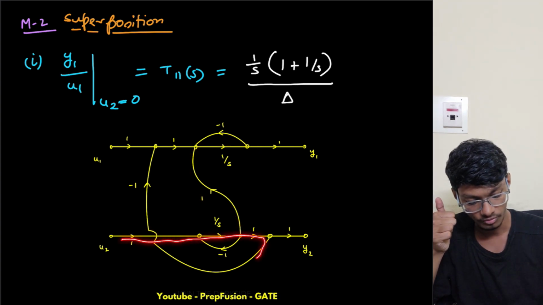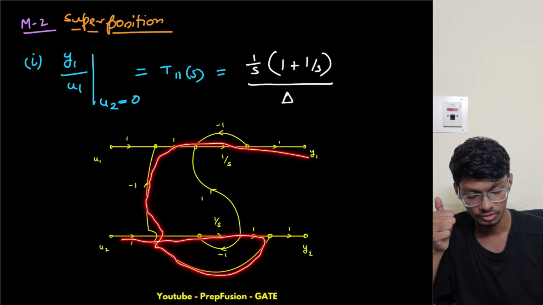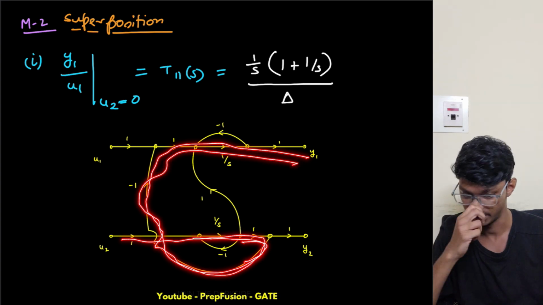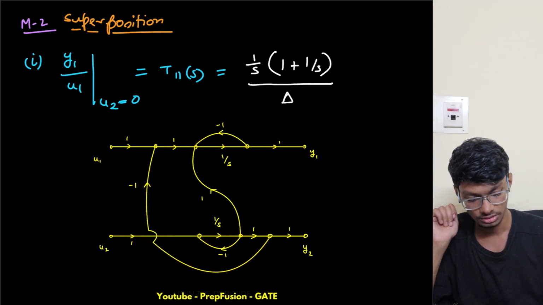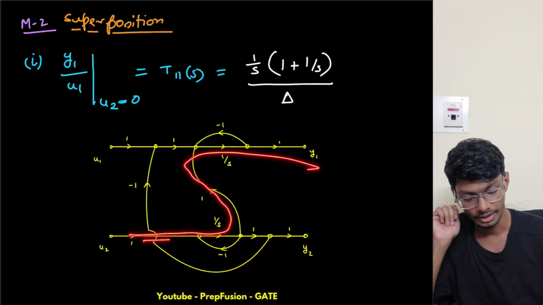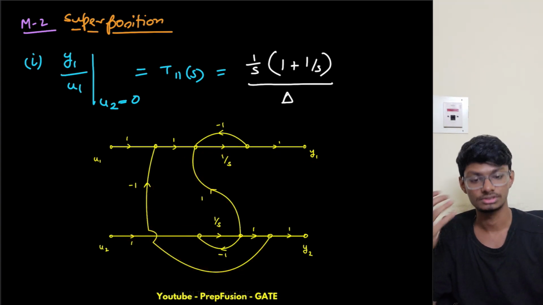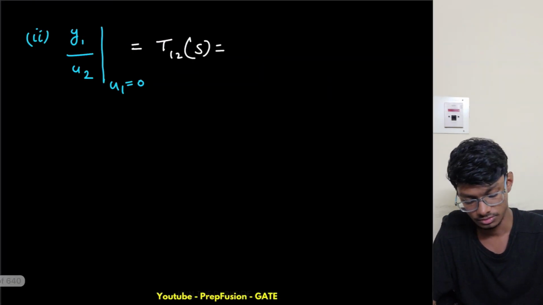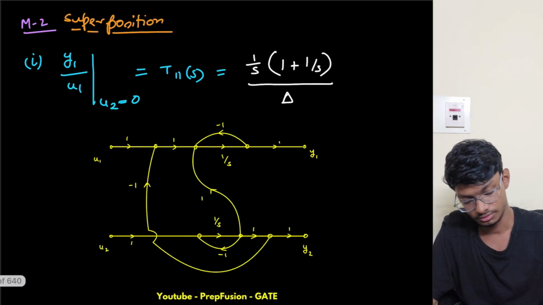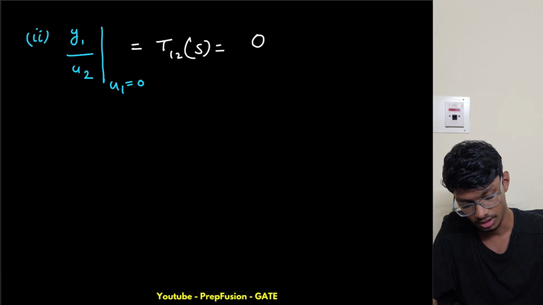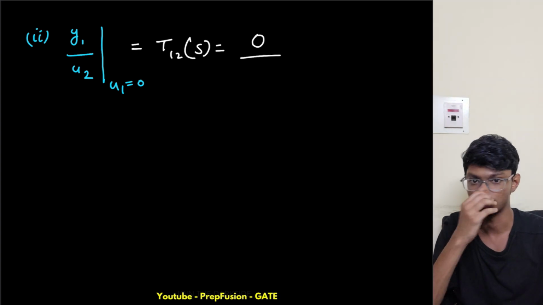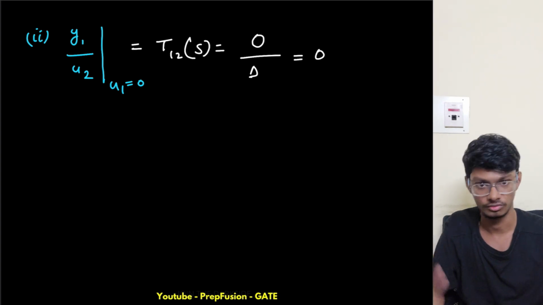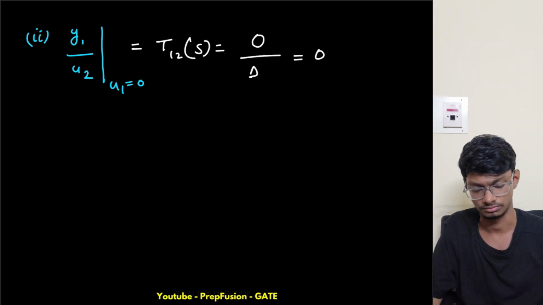And if I go from here to here, what is the gain of this forward path? It is 1 by s, 1 times minus 1, 1 times 1 by s. Again, this is minus 1 by s square. So this is 1 by s square minus 1 by s square, so it becomes 0. The numerator becomes 0 itself, because plus 1 by s square and minus 1 by s square upon delta will be 0 only. T12 will be 0. That we got in the previous method also, right?